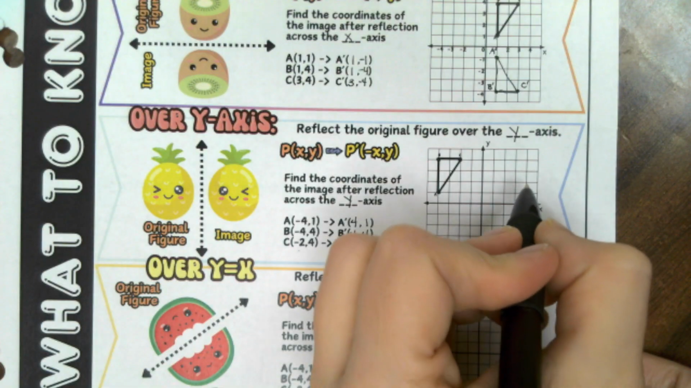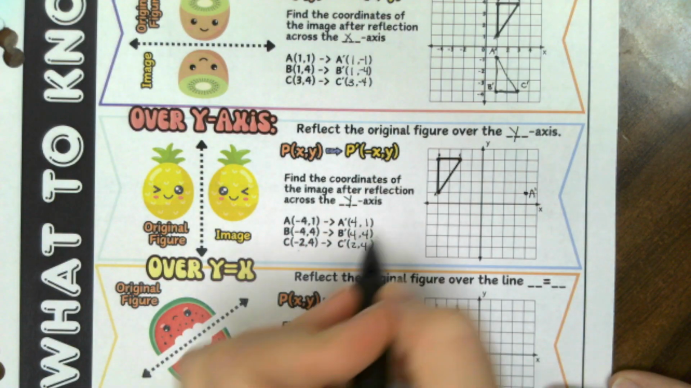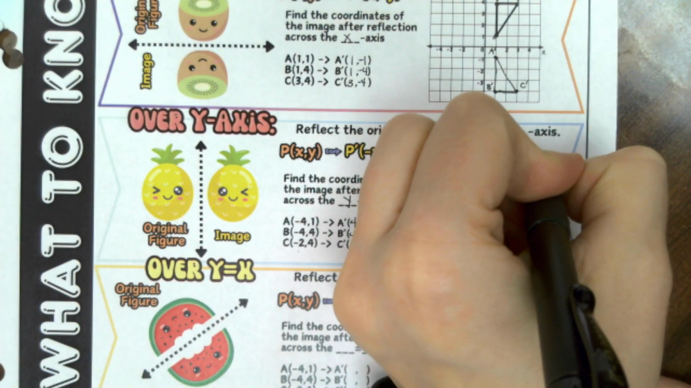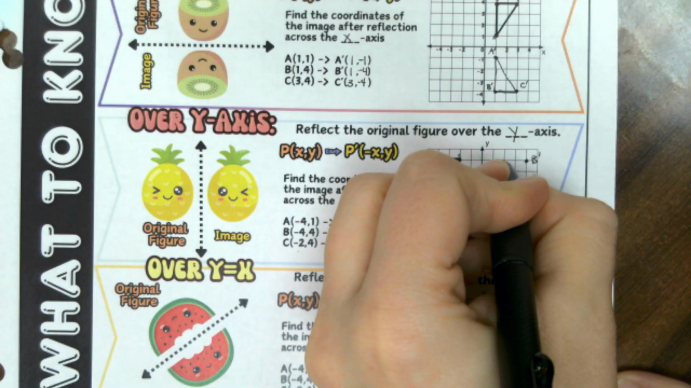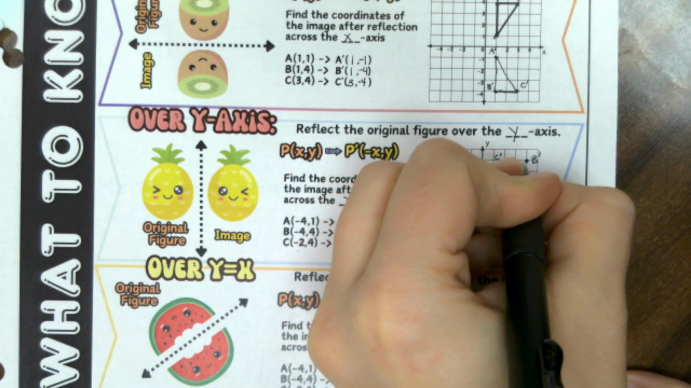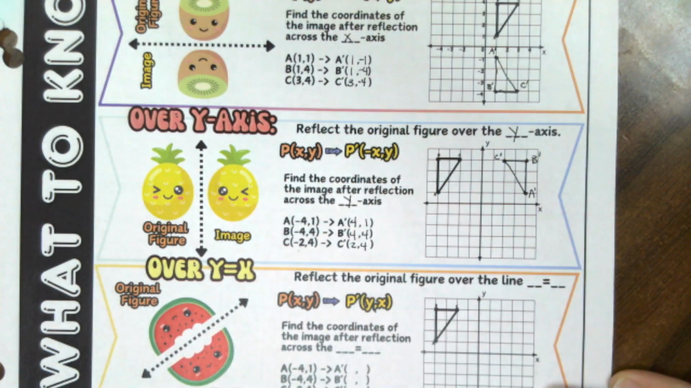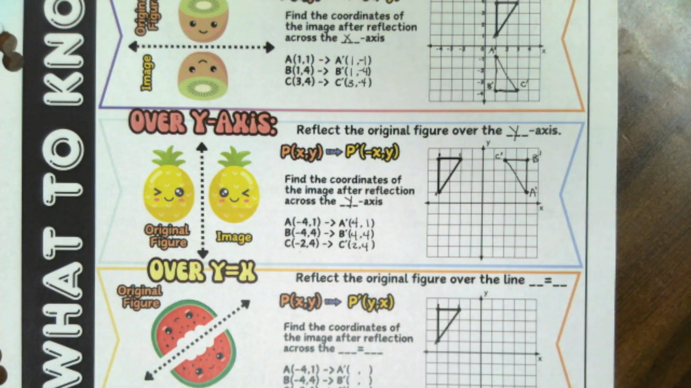1, 2, 3, 4, and 1. This is my A prime. 4 and 4 is my B prime. And 2, 4 is my C prime. I'll try to create these lines as straight as possible. And there we are. So now you'll see that I took this one and I just flipped it over the y-axis, and that's how we get our points.